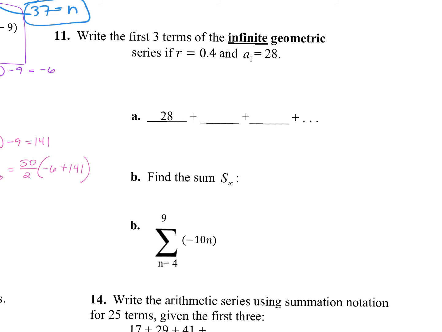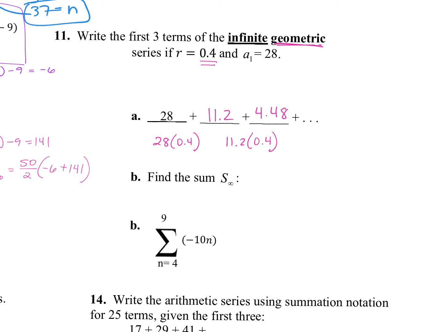Number 11 says write the first 3 terms of the infinite geometric series if r is 0.4 and a sub 1 is 28. If r is 0.4, that's a common ratio. We're multiplying because it's geometric. So you go 28 times 0.4 to get your next term, which comes out to 11.2. Then you take 11.2 and multiply by 0.4, and you get 4.48.